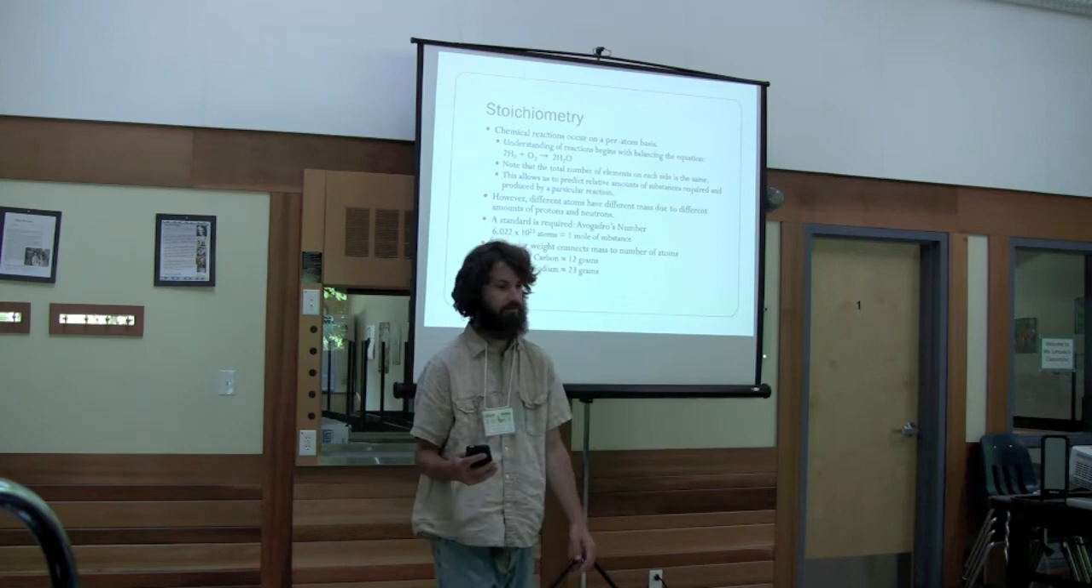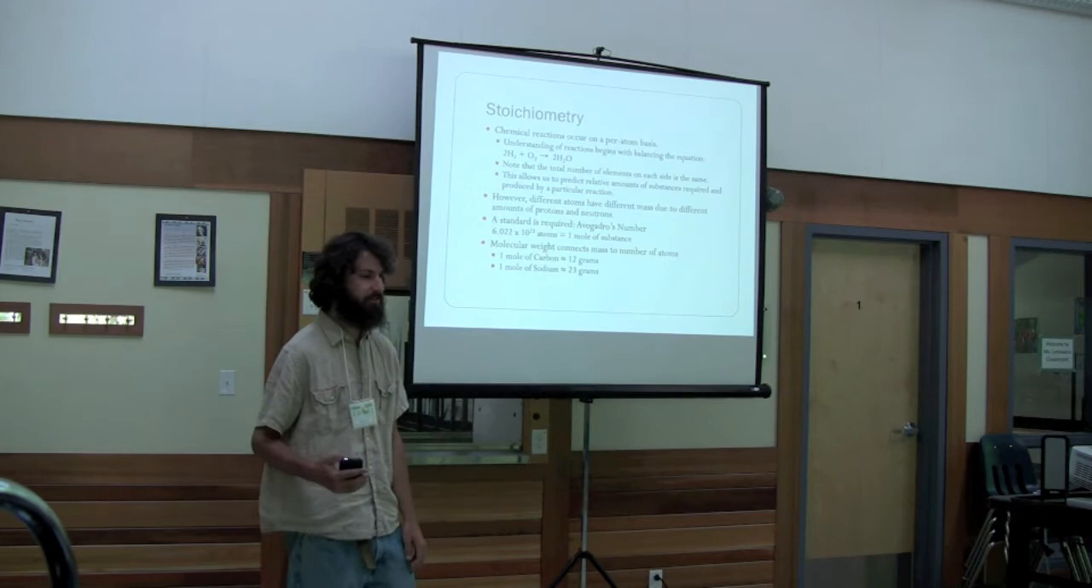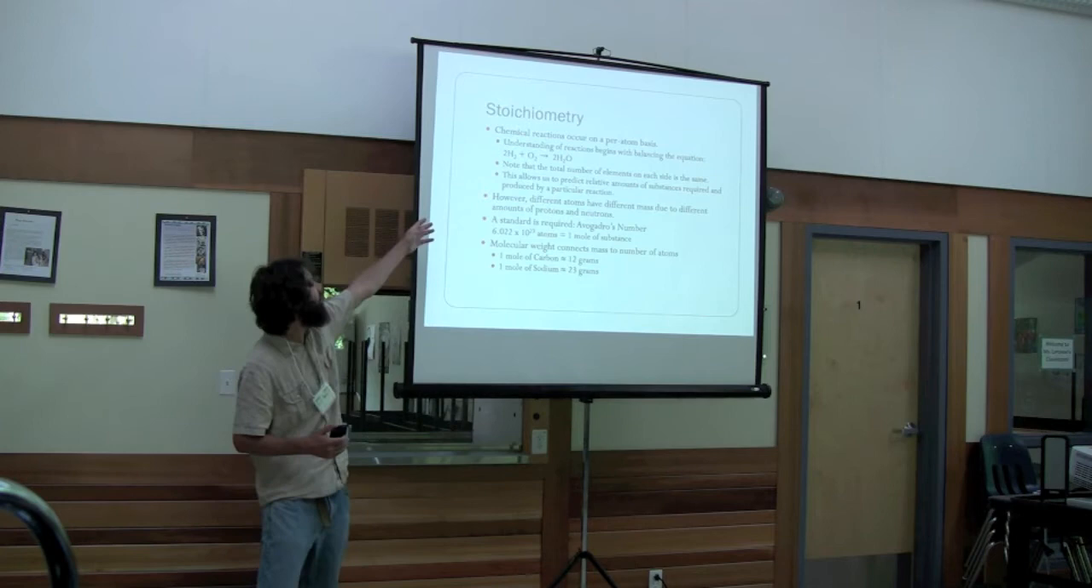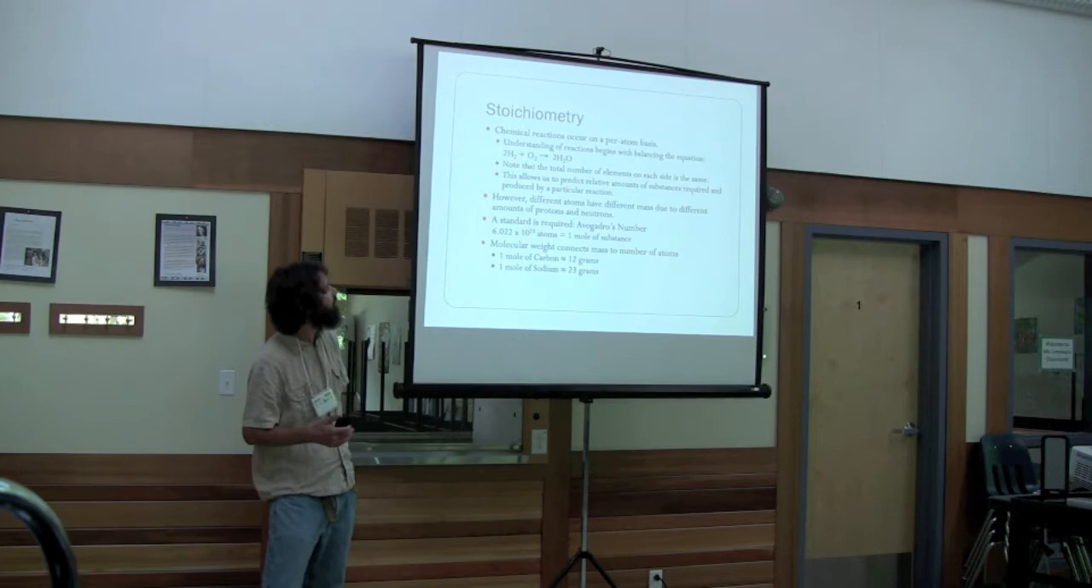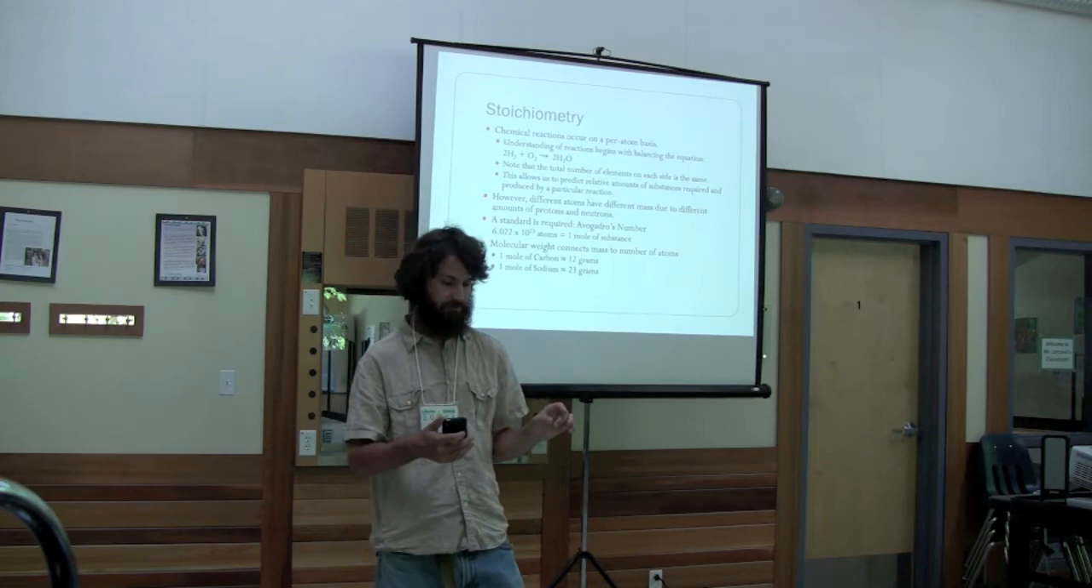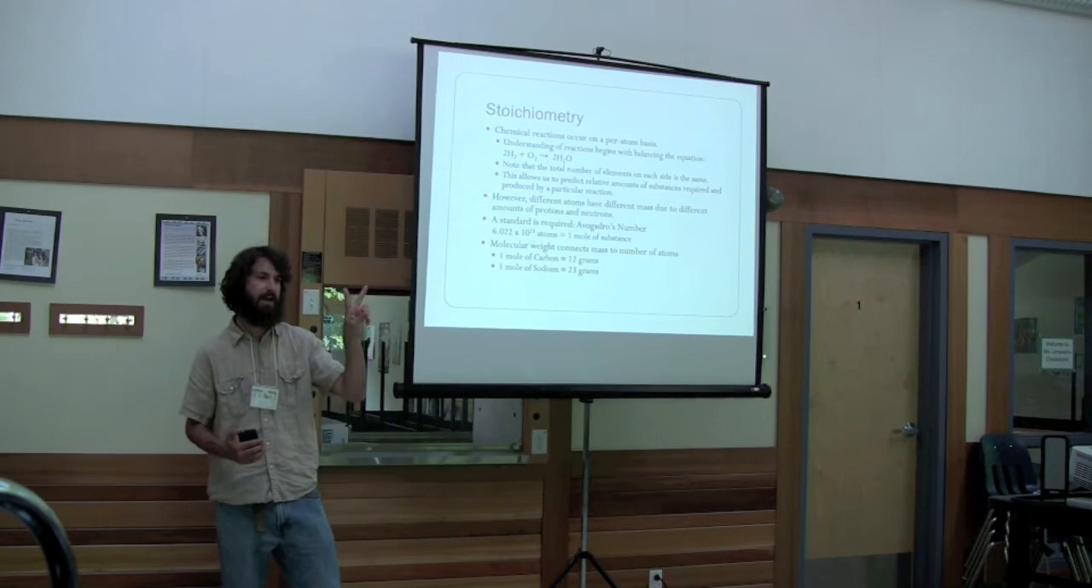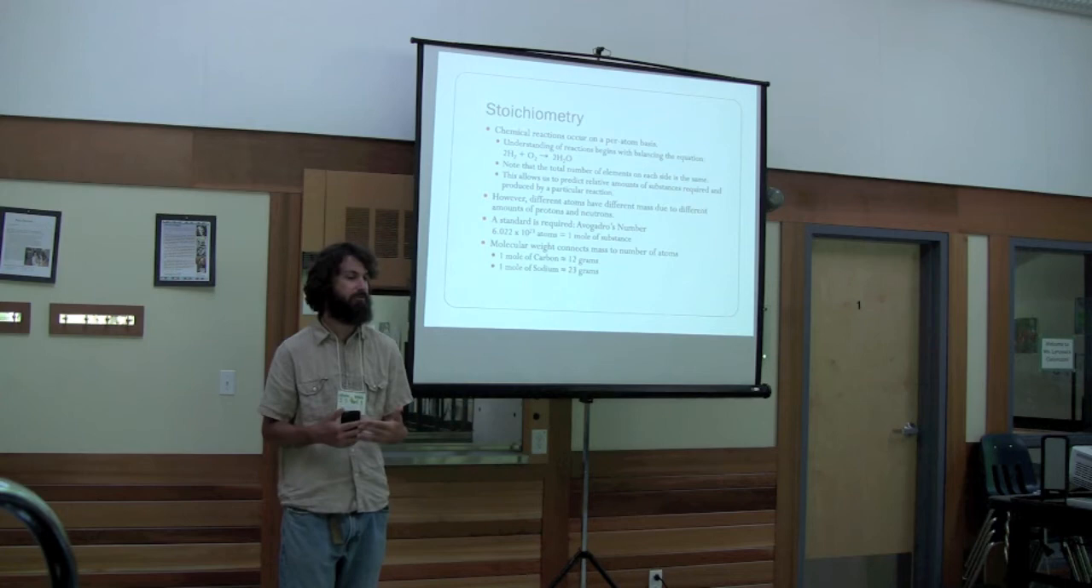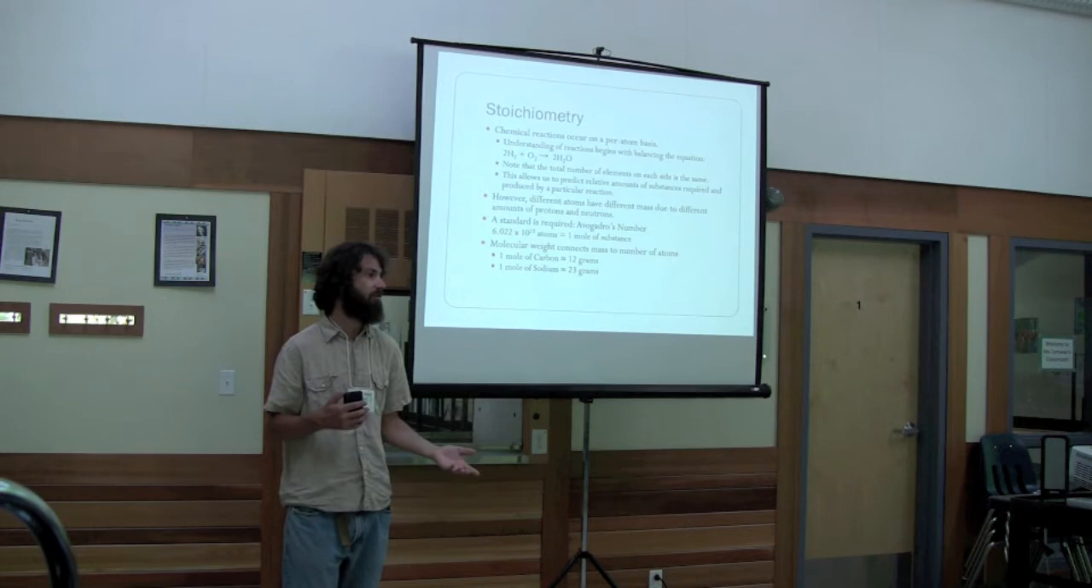Okay, so now there's a thing in chemistry called stoichiometry, and that is because chemical reactions occur on a per atom basis. If you have two molecules of hydrogen and one molecule of oxygen, that will make two molecules of water. Now note, the total number of elements on each side are the same, so you have this subscript here. That means hydrogen exists as two hydrogen atoms bonded together. So the first step to understand a chemical reaction is to balance that equation. And that allows you to know the relative amounts, on a per atom basis, of the different substances required in a reaction.